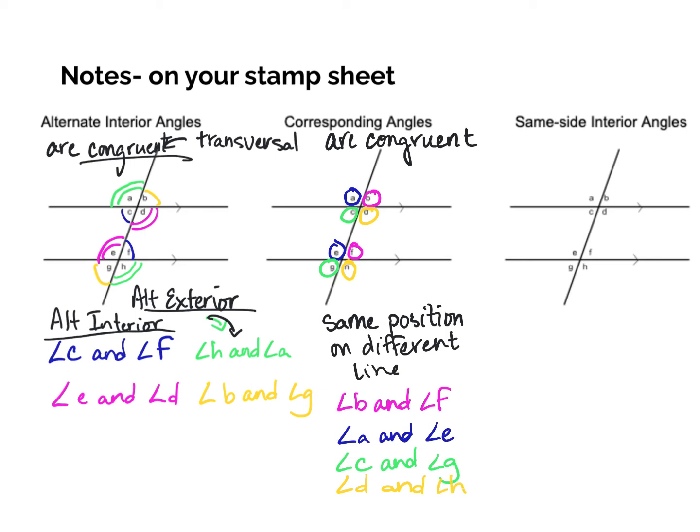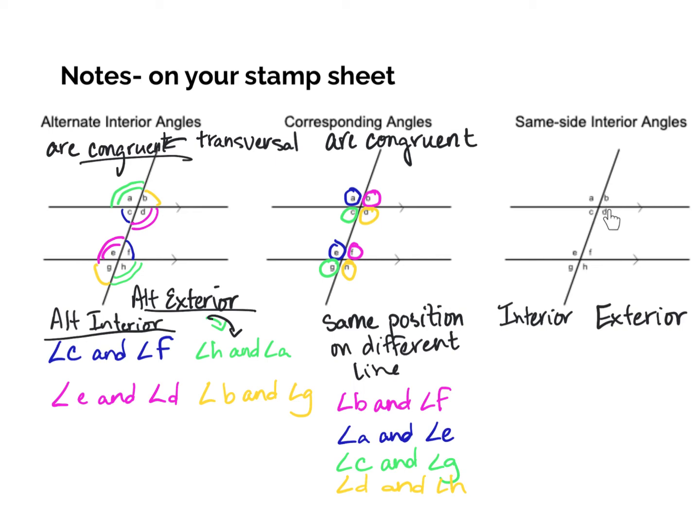All right. So the last ones are same side interior and same side exterior angles. So I'm going to set this up a little bit better than I did the first one. So same side, as opposed to alternate, means they're on the same side of the transversal. So something to note, if we know that angle B and angle F, which are corresponding angles, are congruent, we also know they're on a linear pair here with D.